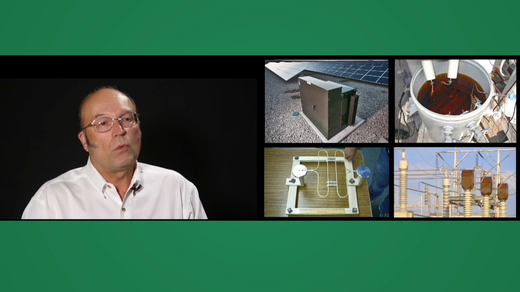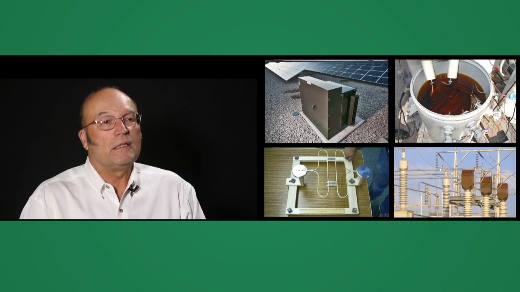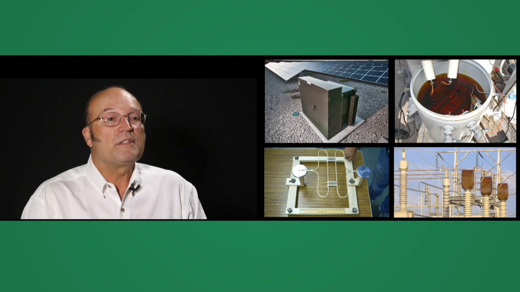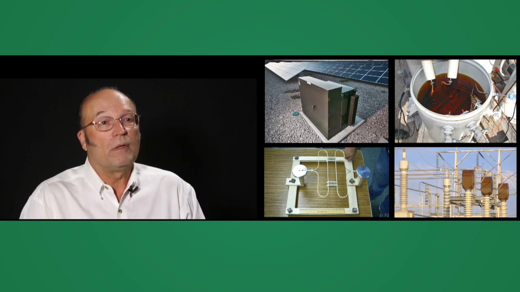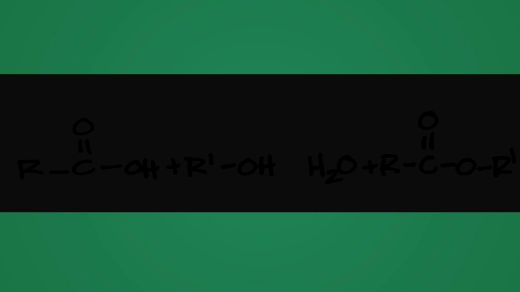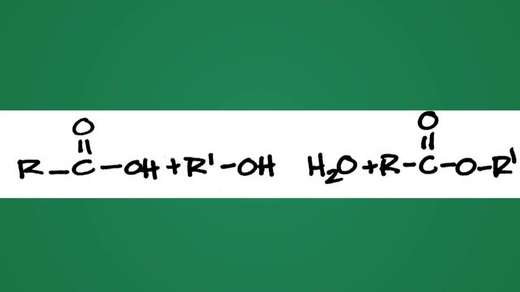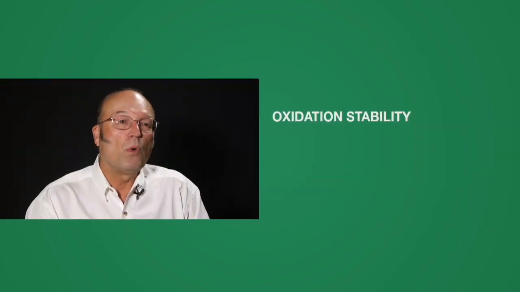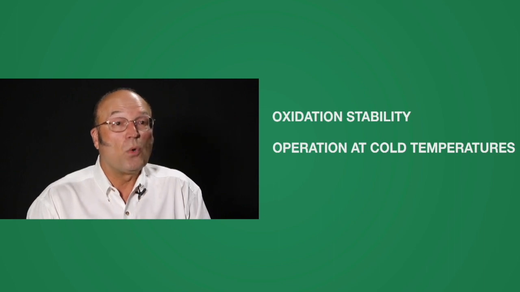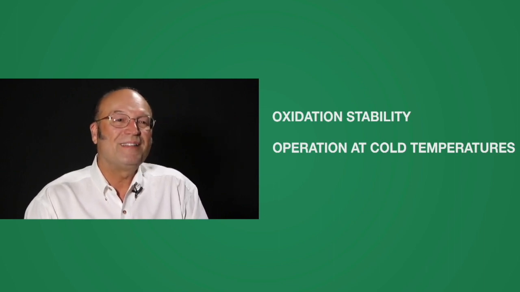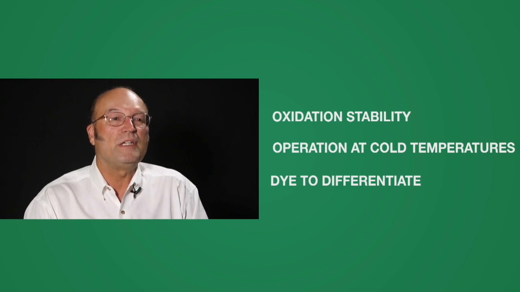The initial mission of the FR3 product development was to look for a dielectric insulating liquid to replace the high molecular weight hydrocarbon fluid. FR3 fluid is a blend mainly of soybean oil and three performance enhancing additives, one for oxidation stability, one for operation at cold temperatures, and then a dye to dye it light green to differentiate it from the fluids that it's replacing.